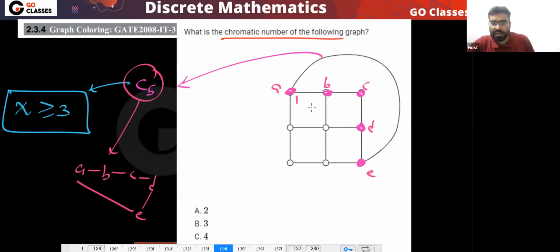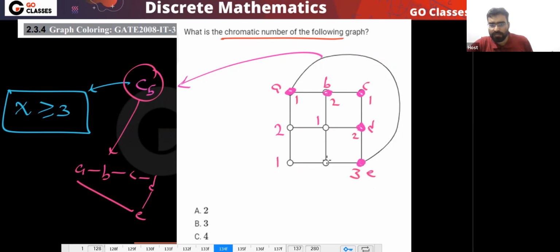Let's give three colors: color number 1, color number 2, color number 1, color number 2, color number 3. Can I give color number 1 here? No, because these are adjacent. So I cannot give color number 1 or color number 3. Now, can I reuse the colors? Yes, color number 2 I can use. Yes, color number 1 I can use here.